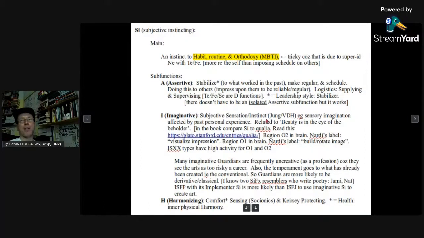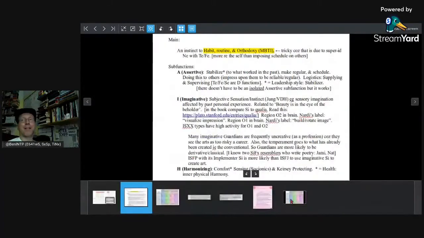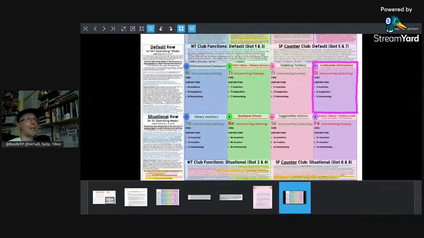But this assertive core part of SI does run counter to the NI. But as I said again, they do want to minimize risk, so part of that will come in. So that's my overall thoughts on that function. I think that's it. Pretty short one today.